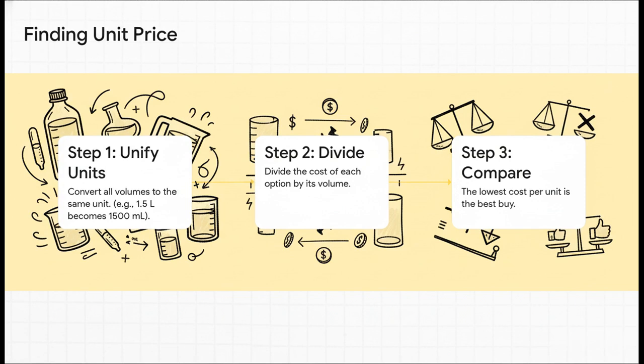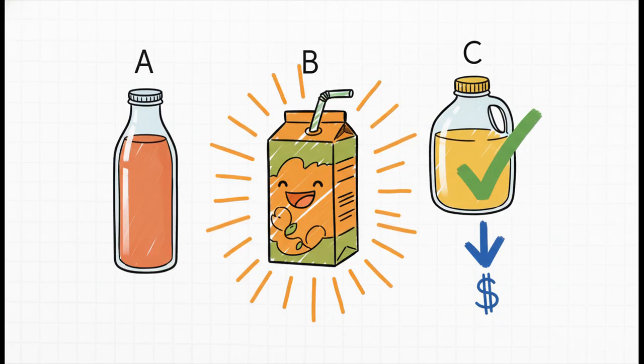That gives us the unit price, the cost for 1 single milliliter. And there it is. Once you run the numbers, option C has the lowest price per milliliter. So in this case, yeah, going bigger was actually the better deal. You now have the exact method to figure this out for literally anything in the grocery store.